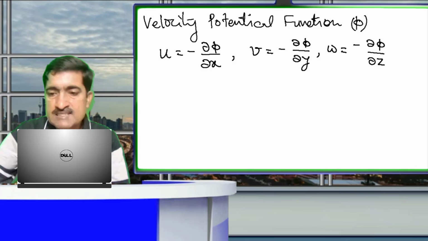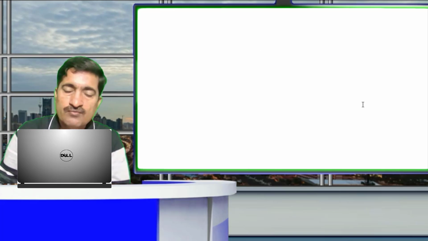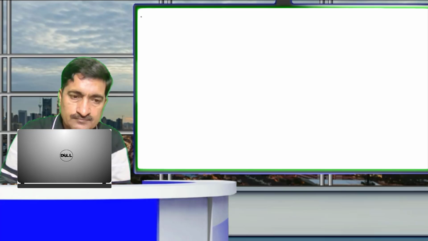Now the next is continuity equation for flow. This is important.